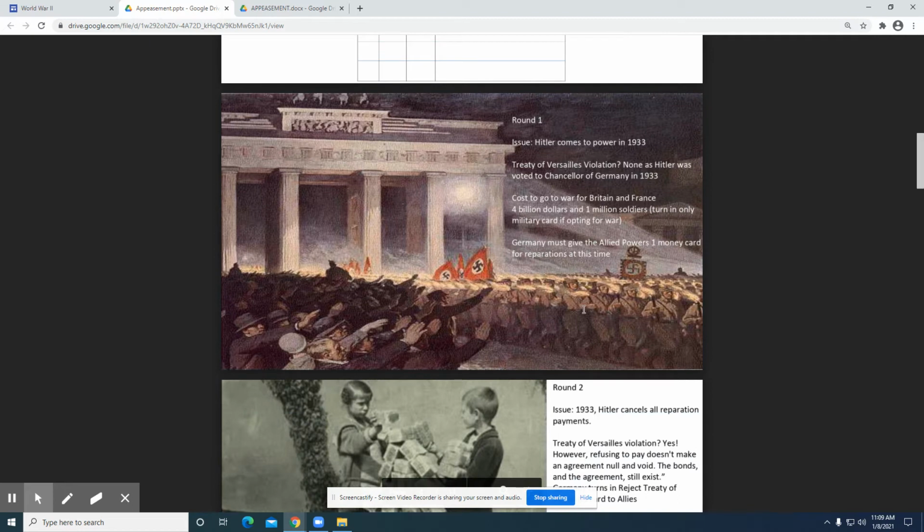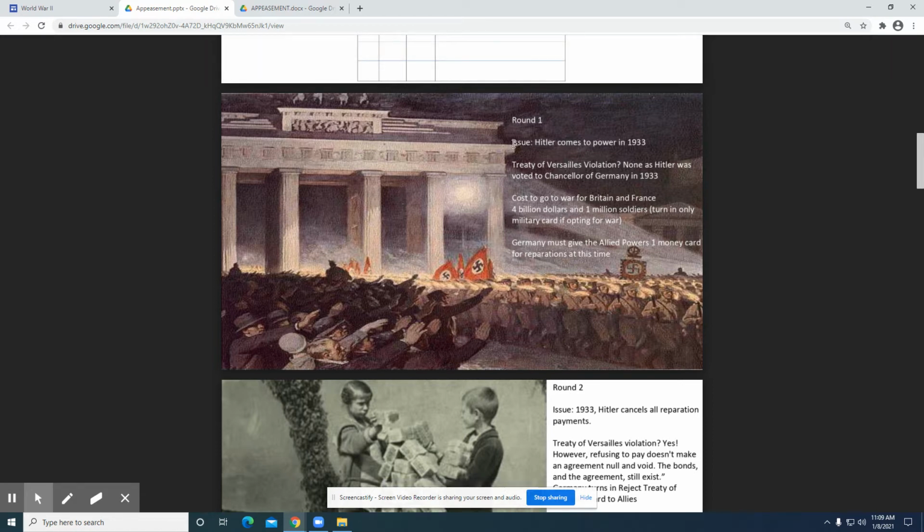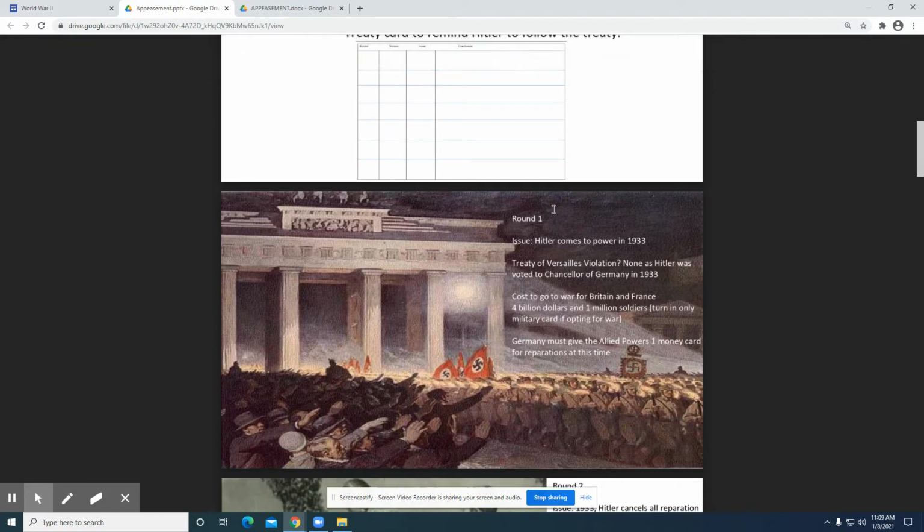So simply put, you're just going to go one slide at a time, and this one is round 1. The issue here is that Hitler is coming to power in 1933. Is this a violation of the Treaty of Versailles? I don't think so. Hitler is not even an issue when the Treaty of Versailles is created. So you want to take round 1, and you just want to put round 1 here, have a conversation. Hitler comes to power. Is that a violation? What are you going to do? Are you going to use your military, if you're the British and the French, to try to prevent him from coming to power? If you do, that could be a problem for democracy. It also could lead to a war.